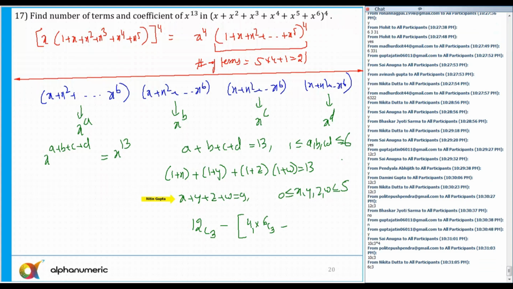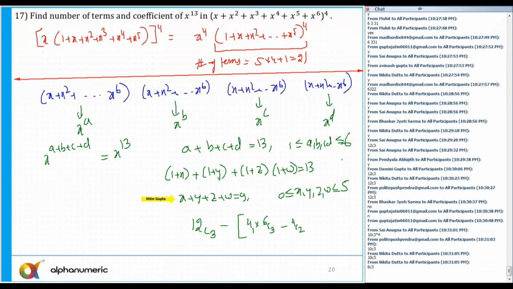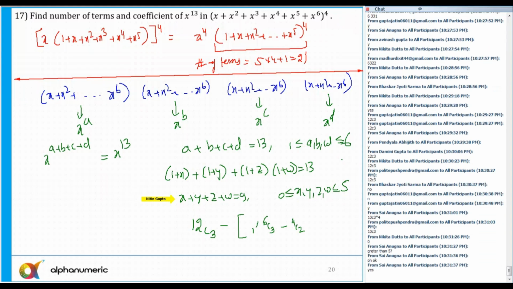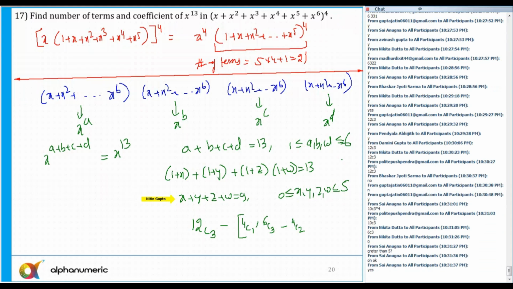Minus 2 of the variables, out of 4 variables, being more than or equal to 6. Is that possible? 5 is allowed. So I'm saying greater than 5 is the same as greater than or equal to 6. So minus 4C2 into 0 plus 4C3 into 0 and so on. All of them will be 0. So if you solve this, the answer comes out to be 140, and this is the answer. So any doubts to anyone now? Please tell me.